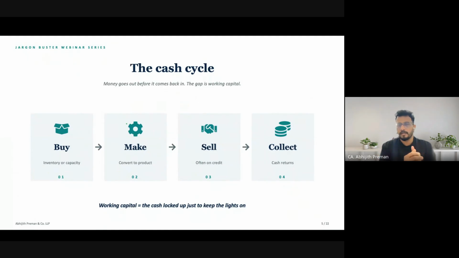If you look at any other business, be it a service business, for example, your client pays you only after the service is delivered. Just imagine you are a newly started firm or a newly started service company.